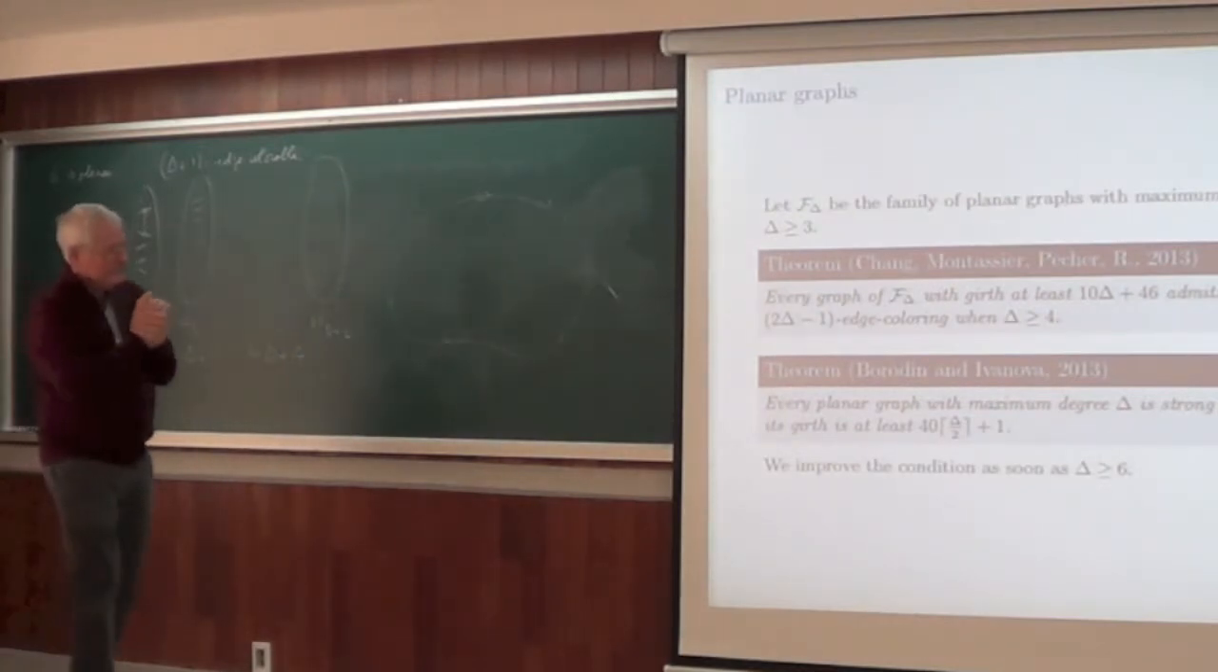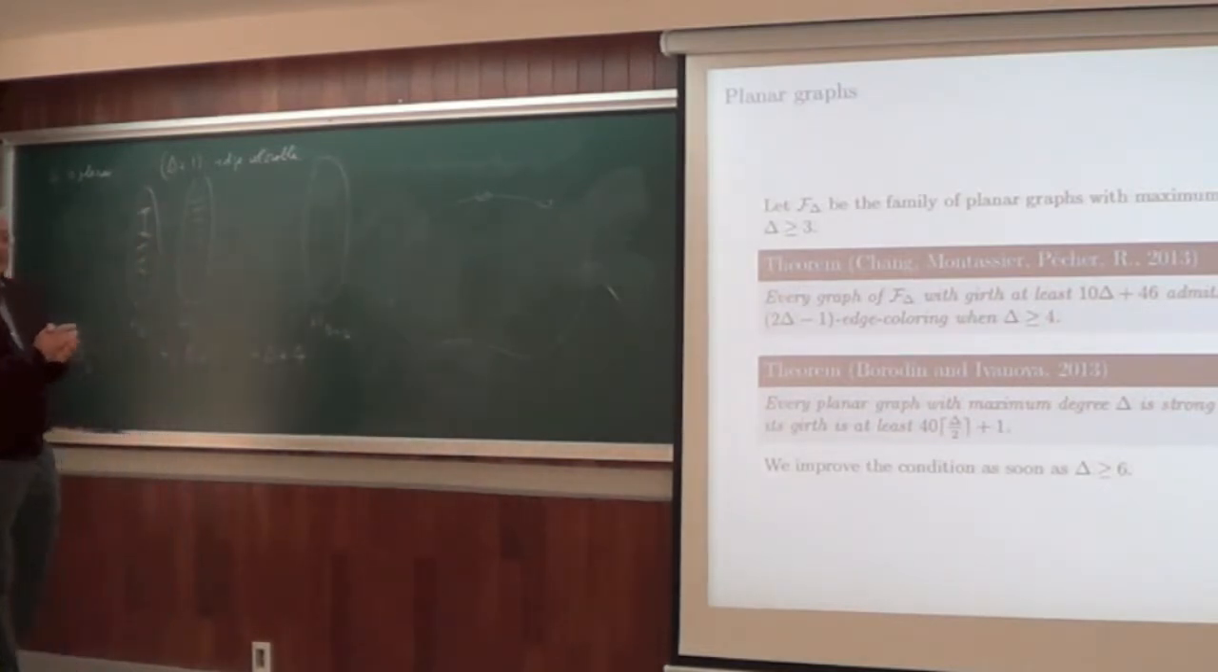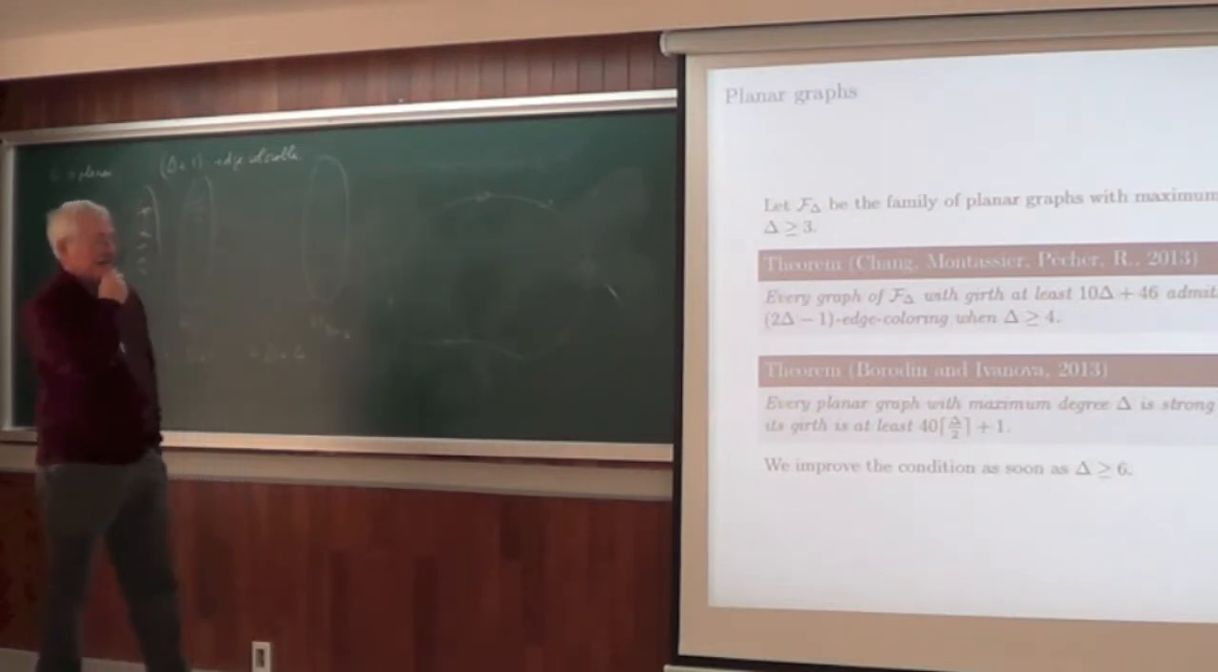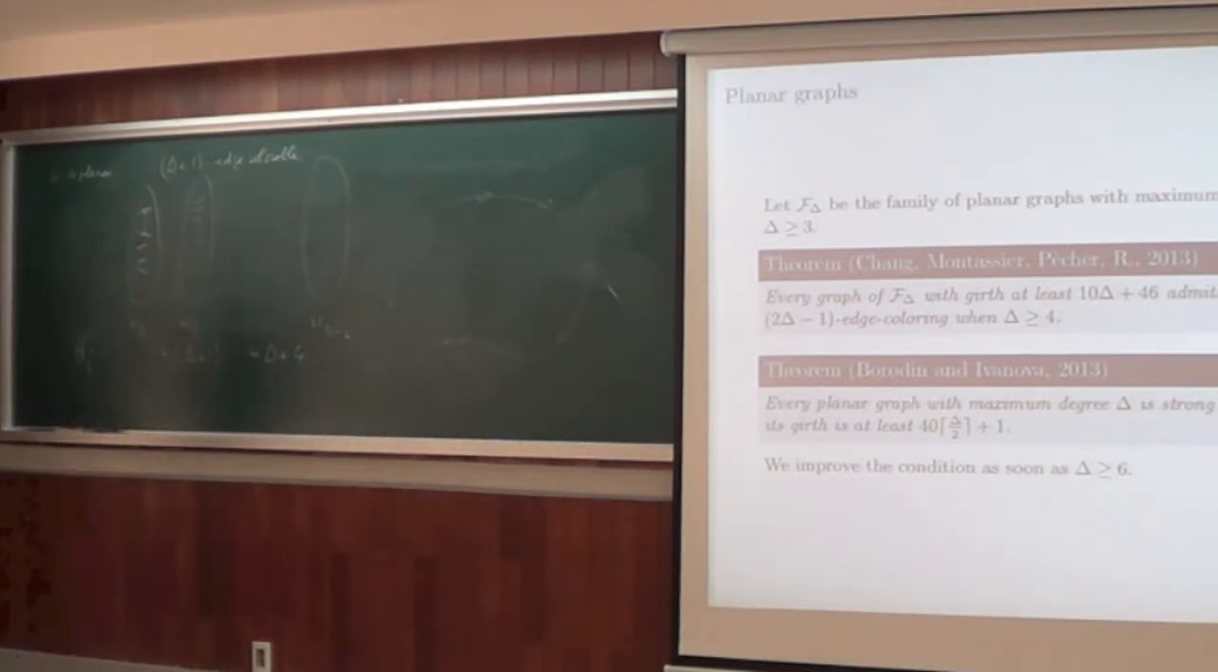And now I am coming to something more technical, perhaps I will try to do it. In fact, we want to color planar graphs, and we consider the family of planar graphs with maximum degree at most delta, with delta at least 3. What we were able to prove with Gérard Champ, Michael Montassier, Arnaud Péché is that every planar graph with maximum degree delta and with girth at least 10 delta plus 46 has a strong 2 delta minus 1 edge coloring.